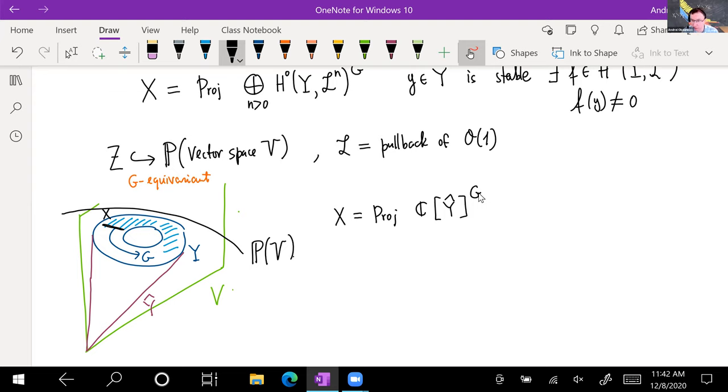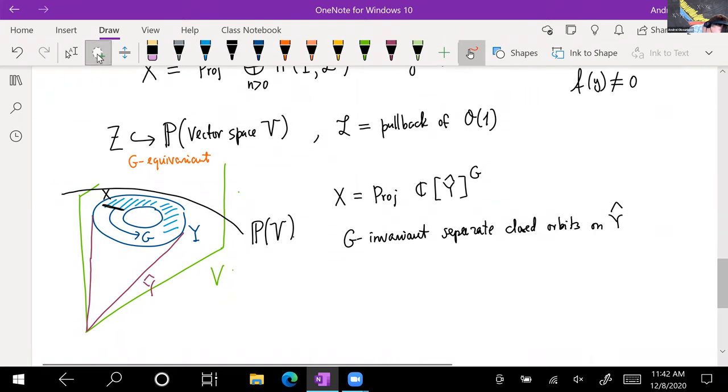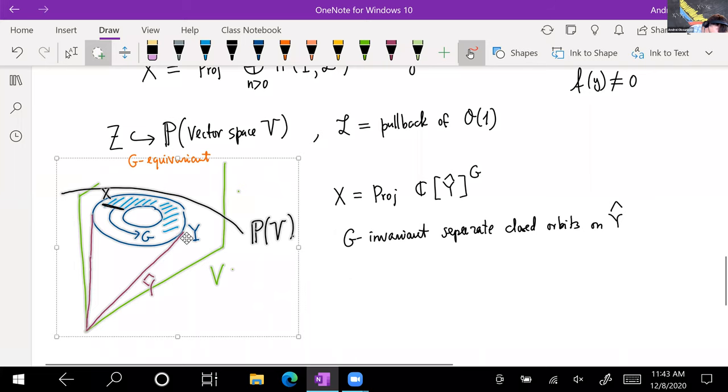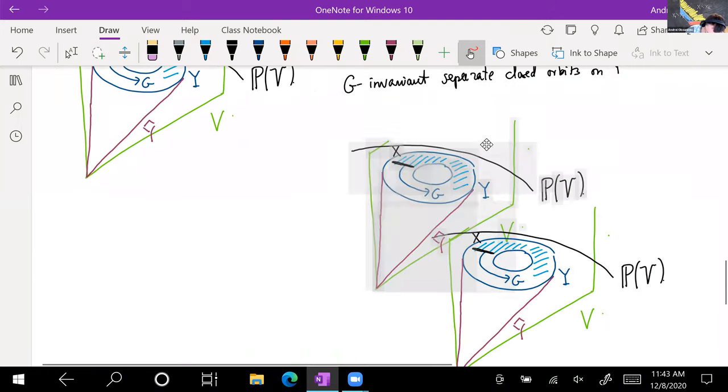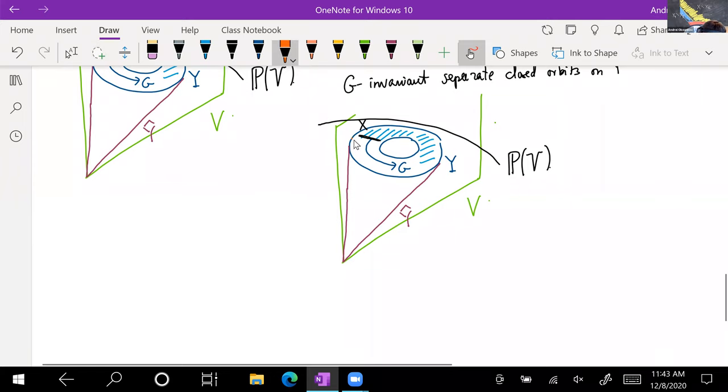What does it mean? In general, if I have a reductive group acting on an affine variety like Y hat, then the G invariants always separate closed orbits on Y hat. So if there is no non-zero invariant polynomial, that is what it means to be unstable. To be unstable means something about the G orbit in the cone.